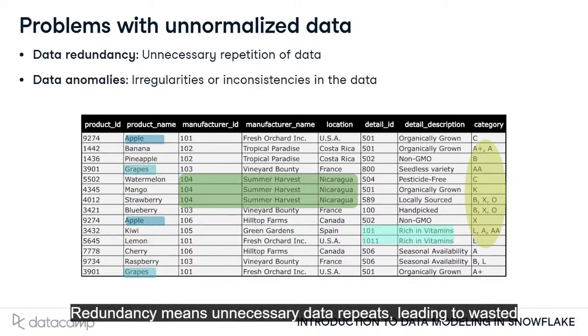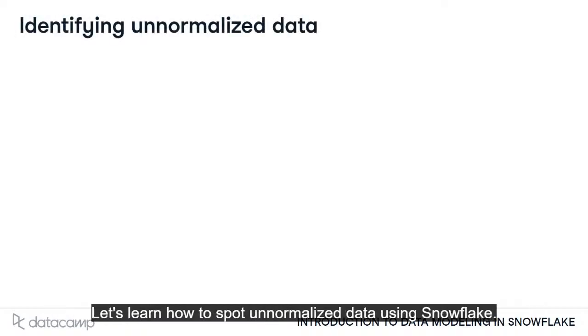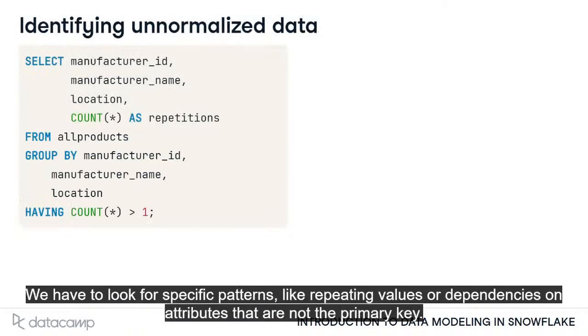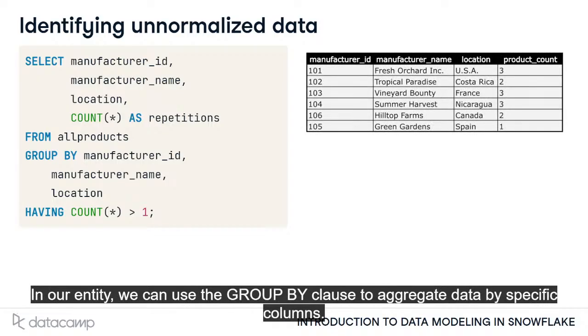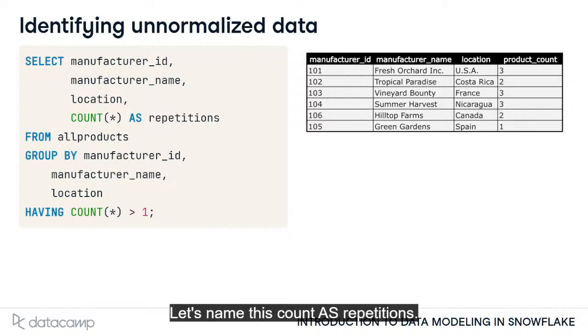Redundancy means unnecessary data repeats, leading to wasted storage space, complicating data updates, and inconsistencies. These issues can cause more problems with performance, complicating maintenance, integrity risks, interdependencies, and others. Let's learn how to spot unnormalized data using Snowflake. We have to look for specific patterns, like repeating values or dependencies on attributes that are not the primary key. In our entity, we can use the group by clause to aggregate data by specific columns. Then, we can apply the count function to get the number of distinct entries for each product. Let's name this count as repetitions.